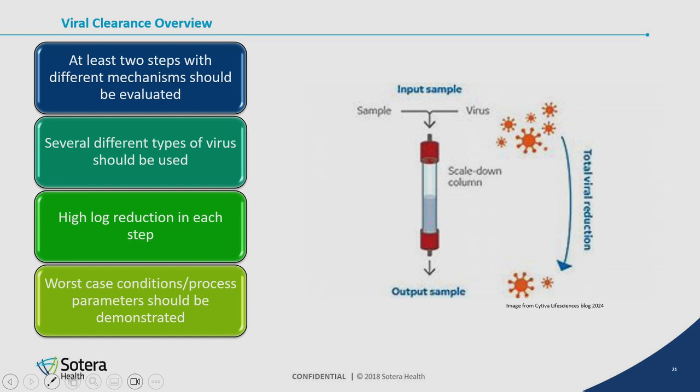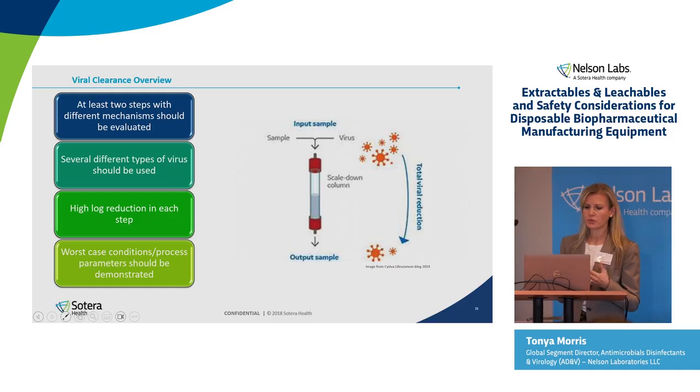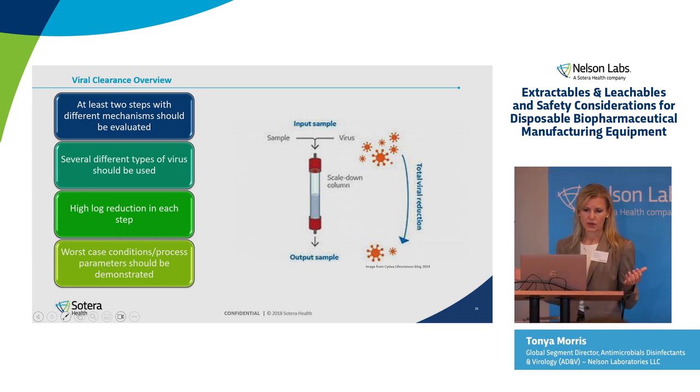And then normally we're looking for a high log reduction at each step. With the ICH, the new revision, it does allow some exceptions for some types of products. So that's you working with your regulatory body and having a thorough justification as to why we might not be able to meet the higher titer. And then also, you want to use your worst case conditions with regards to your process.